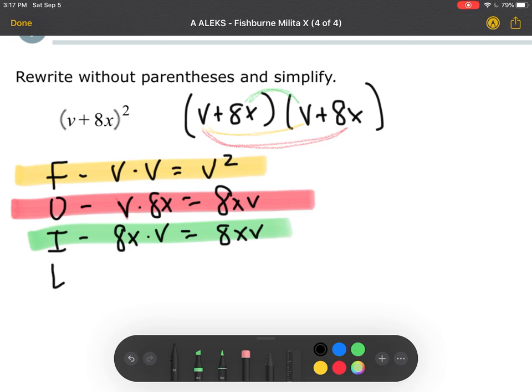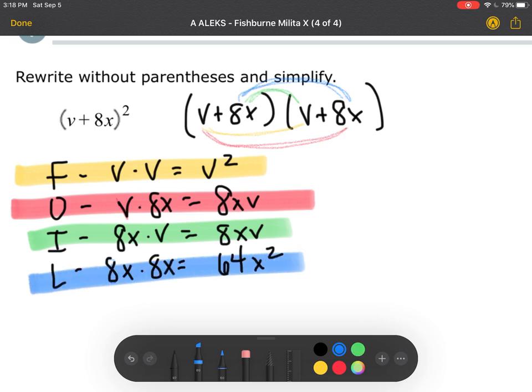There we go. And then the last one is L, which stands for last. I didn't use blue, so here we go. Blue. 8x times 8x. I'm going to get it together one of these days, guys. 8x times 8x, which is 64x squared. And highlighted in blue.